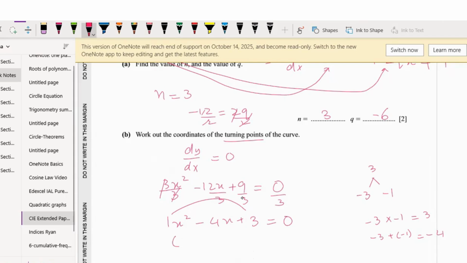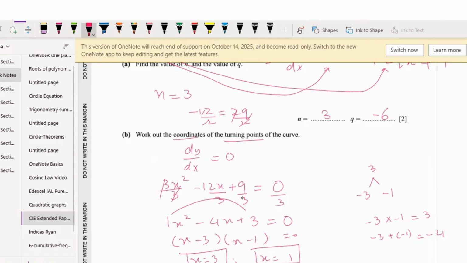How will you write it? You write two brackets with x and then negative 3 and negative 1 here. So keep both of them equal to 0. You will get x is equal to 3 and x is equal to 1. So these are the x coordinates of the two turning points.